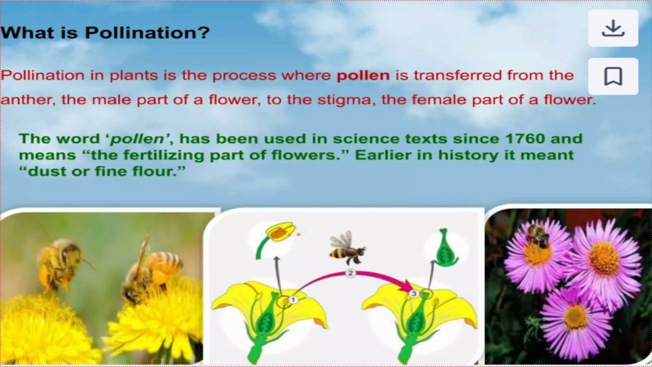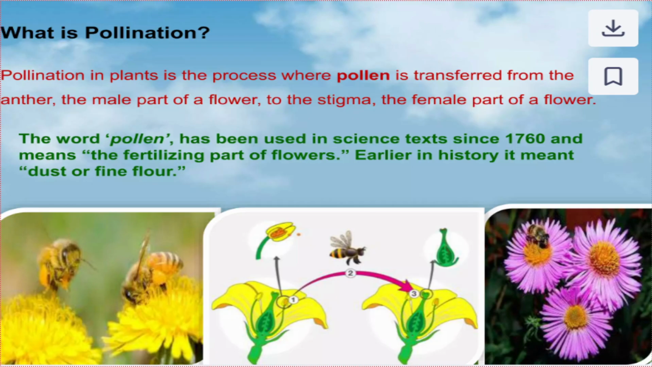The reproductive part of the plant is a flower. It has two parts, the male part and the female part. In the male part, there are the anther and the filament, while in the female part, there are the pistil, stigma, ovules, and ovary. From the anther, the pollen is transferred to the stigma, the female part.